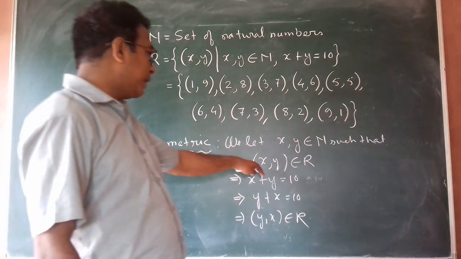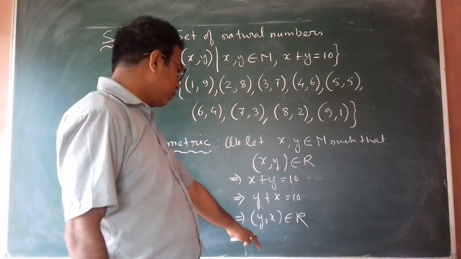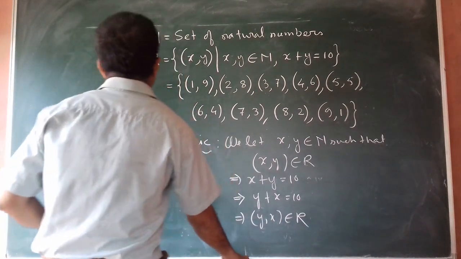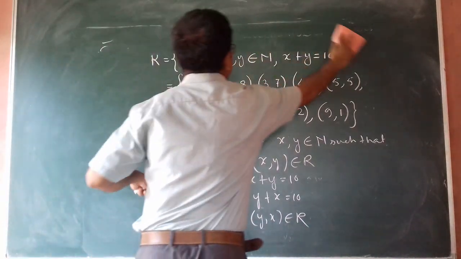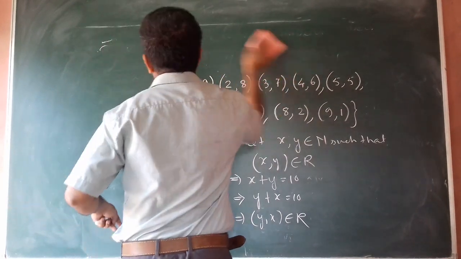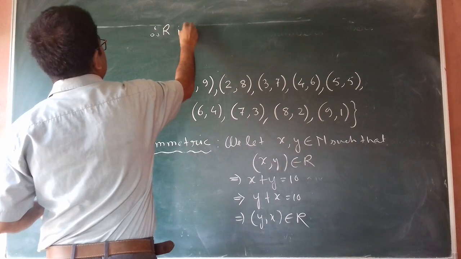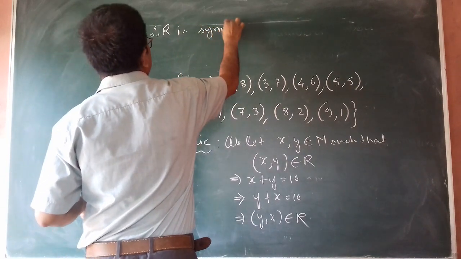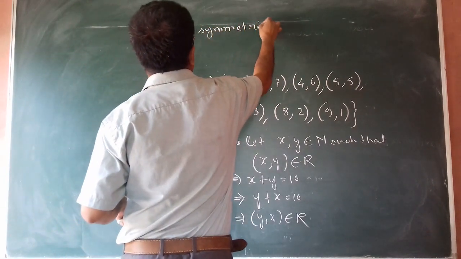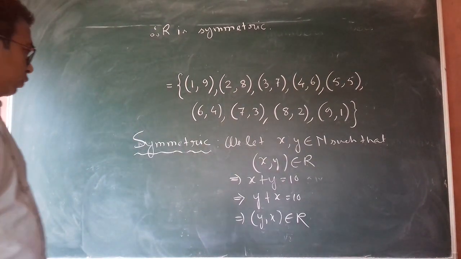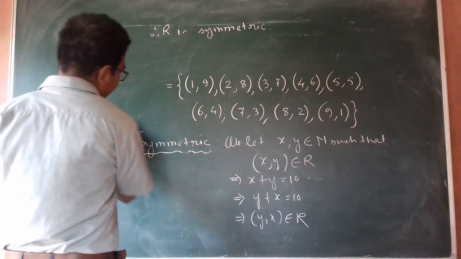As we see that (x, y) belongs to R, we are also able to find that (y, x) belongs to R. So that's why we can conclude that R is symmetric. Next we are going to discuss transitivity.